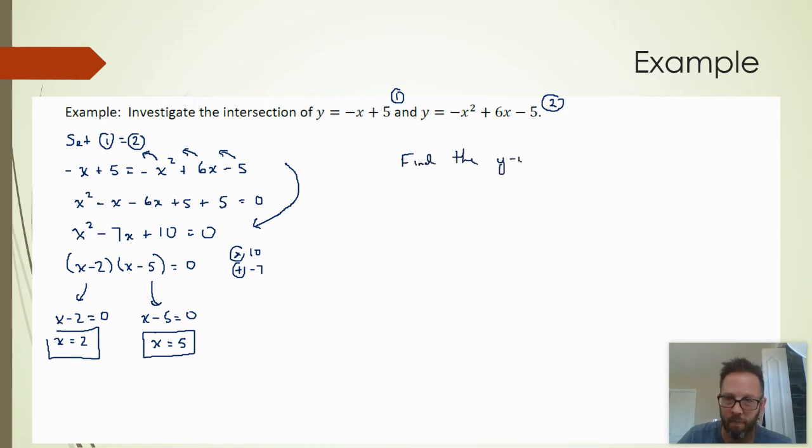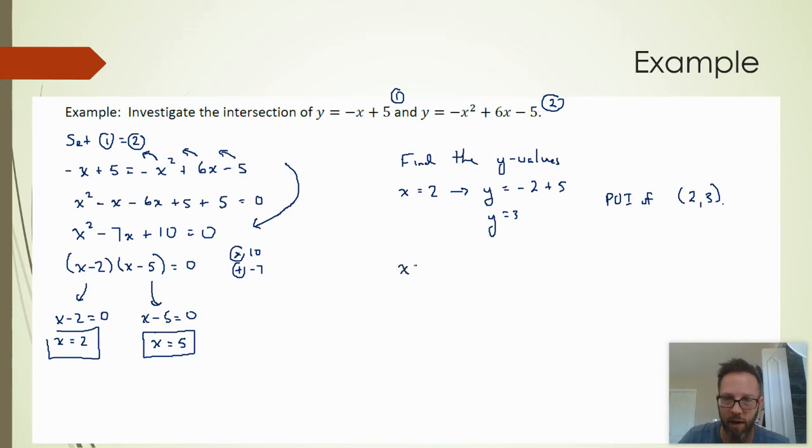Just like in grade 10, you can use either equation, but I think it makes the most sense to use the line because it's pretty easy to plug in. So we plug in 2, add 5, and we get y equals 3. This corresponds to a point of intersection of (2, 3). I'll just write it like that.